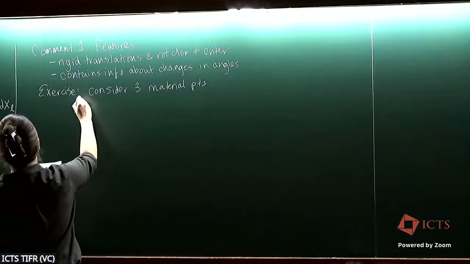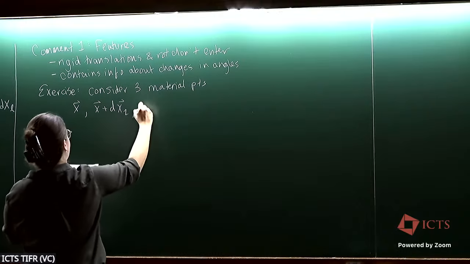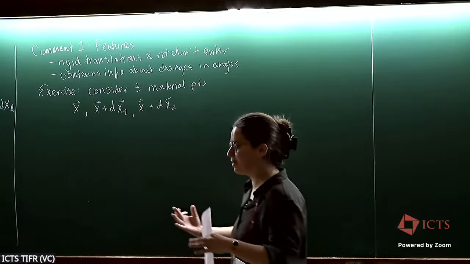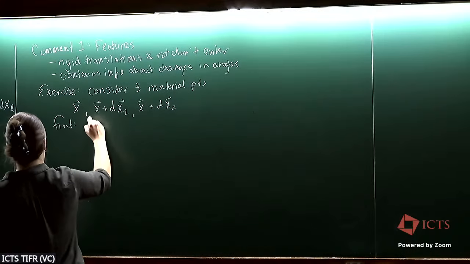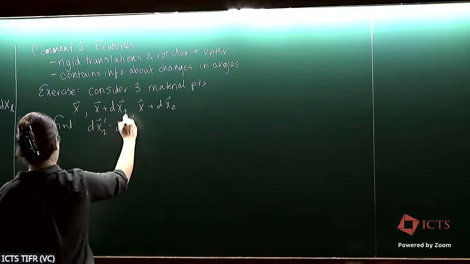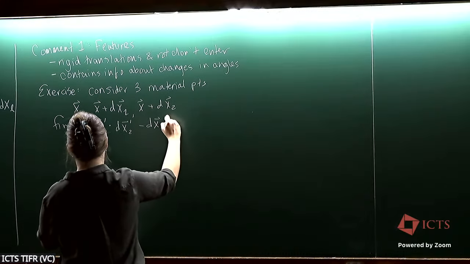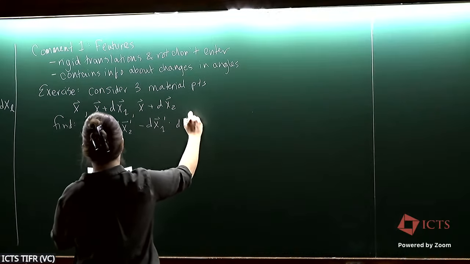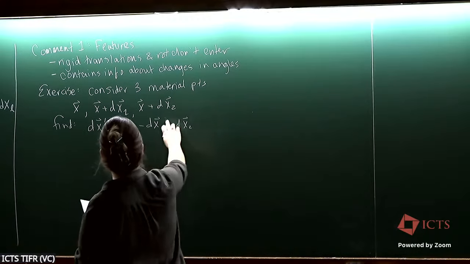So you could call these points x, x plus dx1, and x plus dx2, and then their deformed image as well. And you can find out that dx1 prime dot dx2 prime minus dx1 dot dx2. Oh, oops, these do not have primes. Minus the reference configuration.